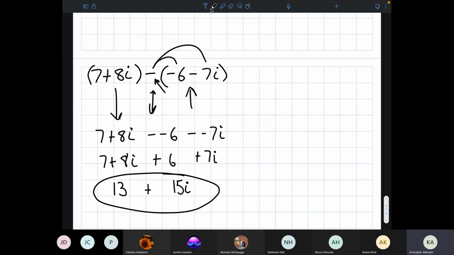So on number 1, you could rewrite that as -7 minus 5i plus -3 minus 4i. And then you can work it down directly. You don't have to change any signs. You don't have to do anything. So I'm not going to work that one, but that's how you would set it up.